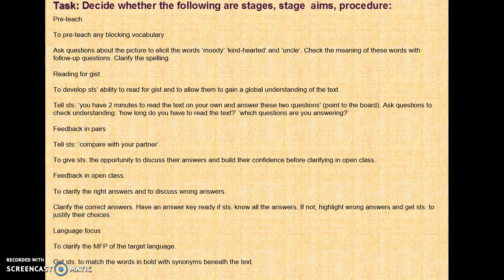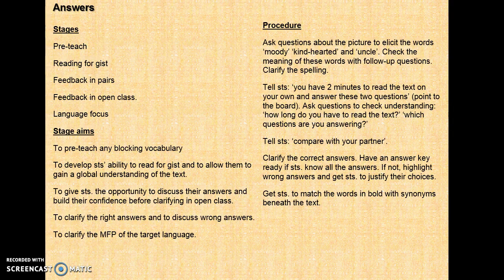So now let's compare our answers. Again, what you might notice here about the procedure is that they all use the, what's the name of the structure? Imperative. And the stages use, again, what's the name of the structure? Noun phrases. And the stage aims are all using the, yes, you've guessed it, infinitive of purpose.